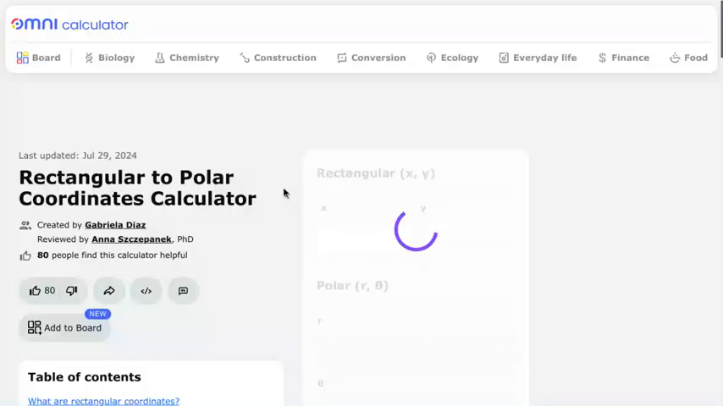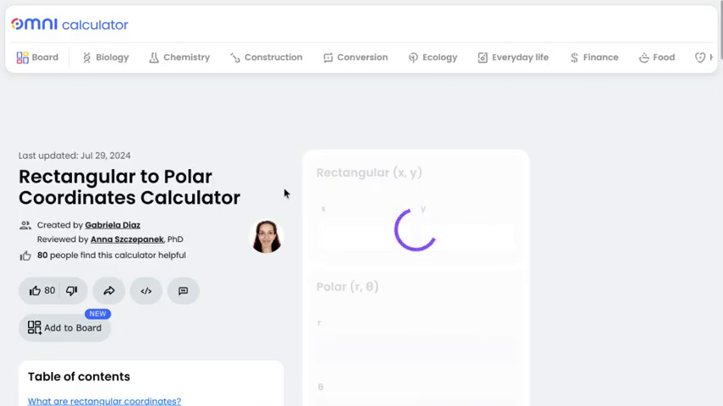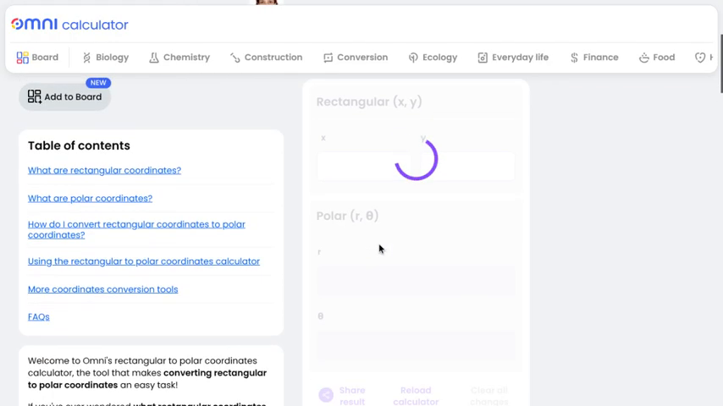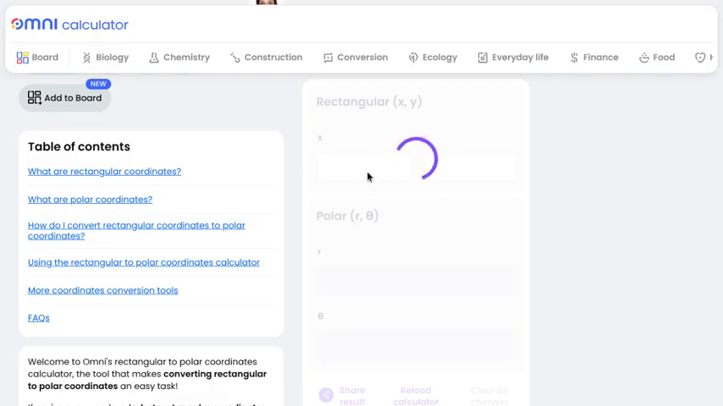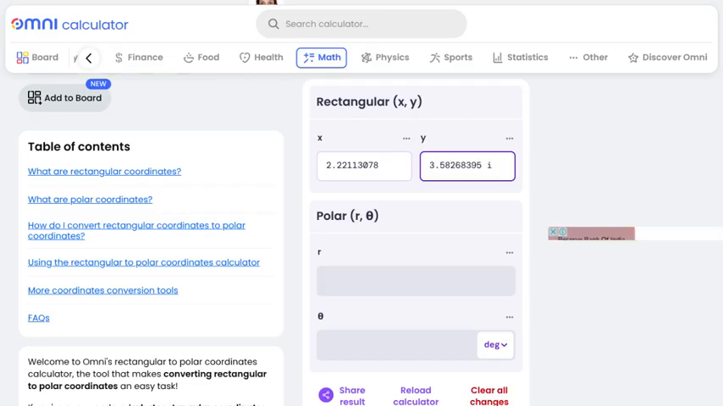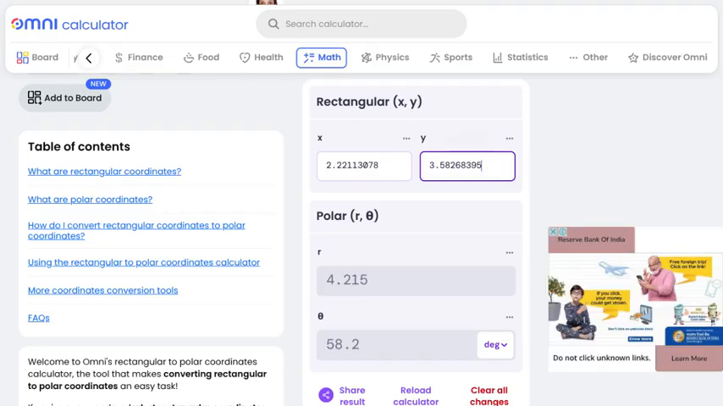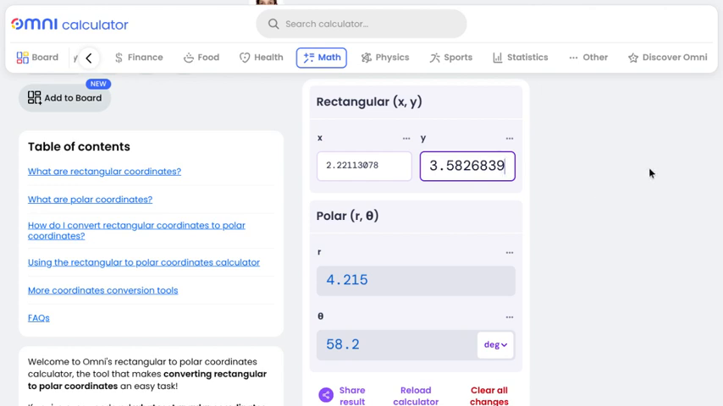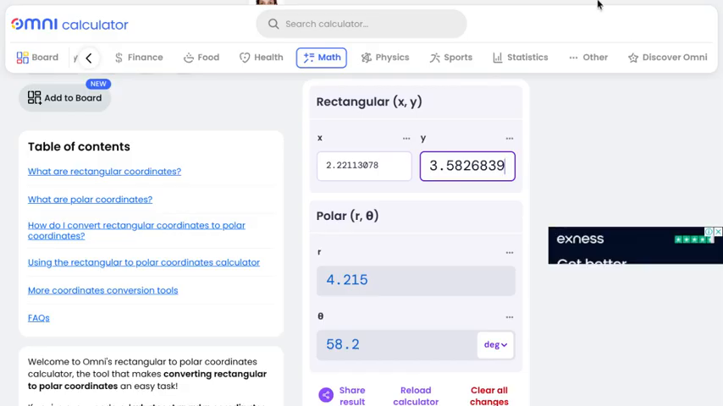Okay, I found an online calculator where I can enter the rectangular value and we'll get the polar value. It's taking time to load. It's not accepting. So again, you are following, right, what I'm trying to do? So I'm getting r and theta in degrees: 4.215 and 58.2.